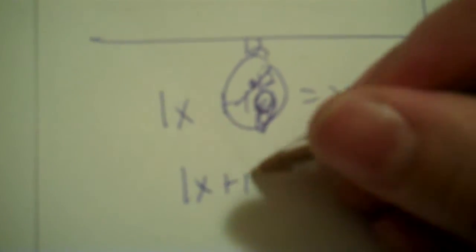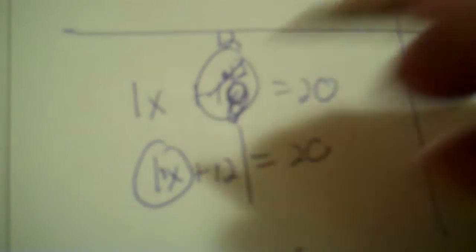Okay, then use your first equation. 1x plus 1y equals 20. y equals 12, so it's 1 times 12, which is 12. So we have 1x plus 12 equals 20. So minus 12, minus 12. 20 minus 12 is 8. 8 divided by 1 is 8.